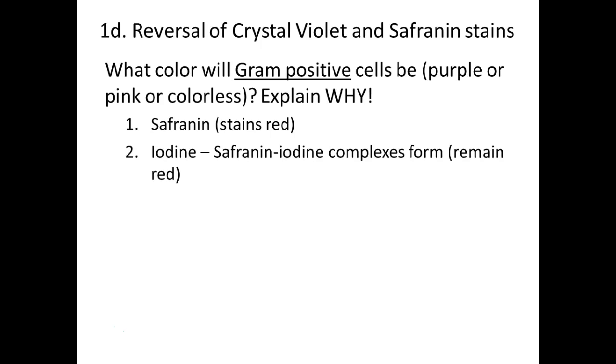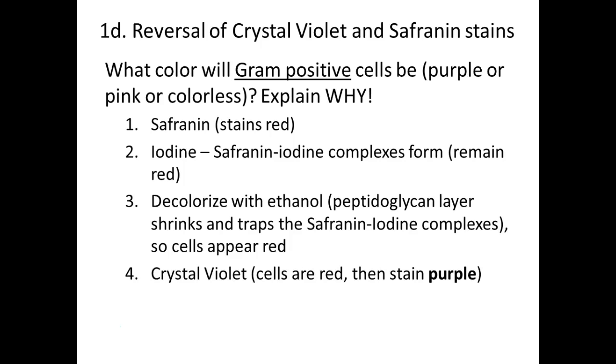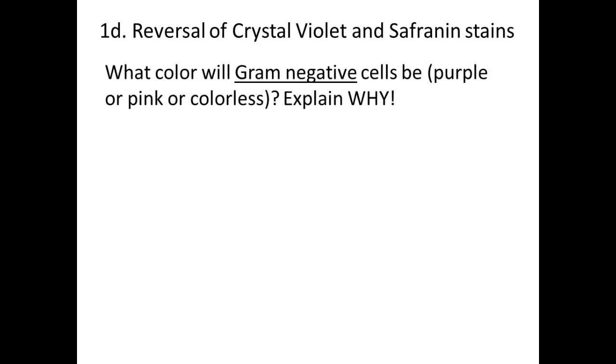We're going to add the iodine. Apparently it does complex with safranin as well. When you decolorize, it retains that dye, so they stay red. When you stain with crystal violet, they're now going to become purple, a dark purple. Of course, this is a correct result for gram-positives, right? It's when we get to the gram-negatives it's going to create some problems. Because first we're going to stain them what color?